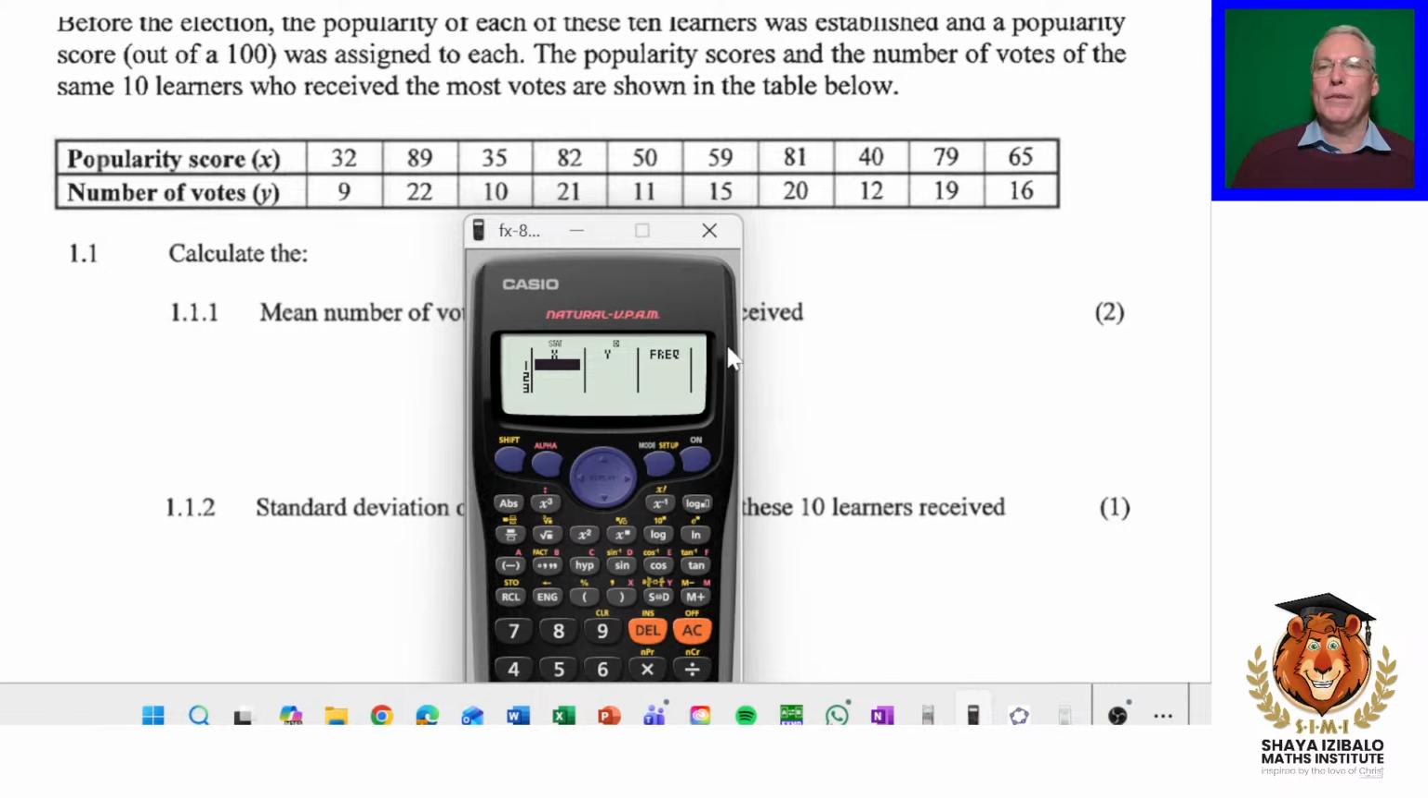Right, we're going to put in all these x data points first. So 32, 89, 35, 82, 50, 59, 81, 40, 79, and 65.